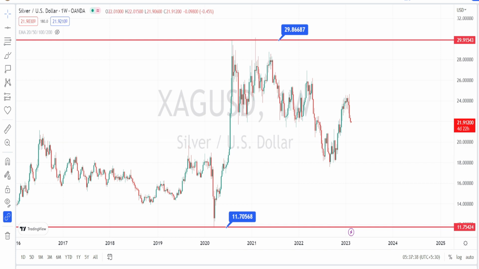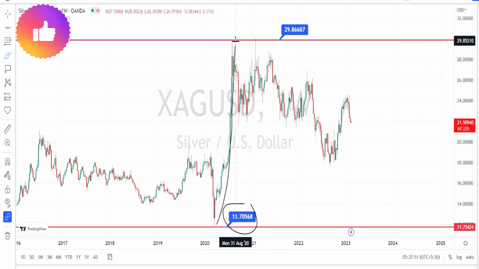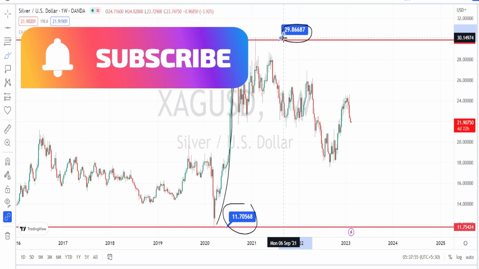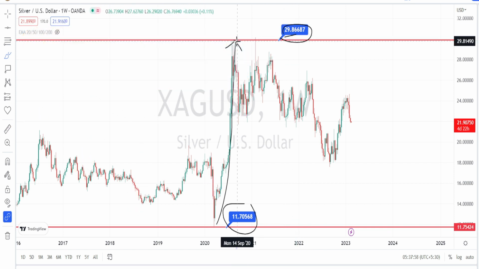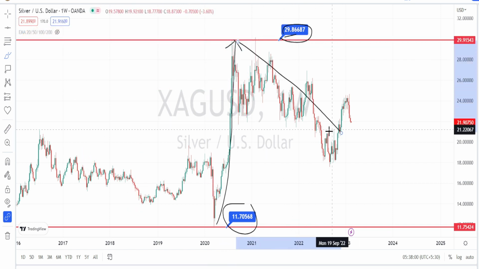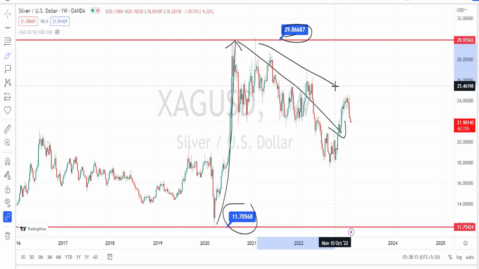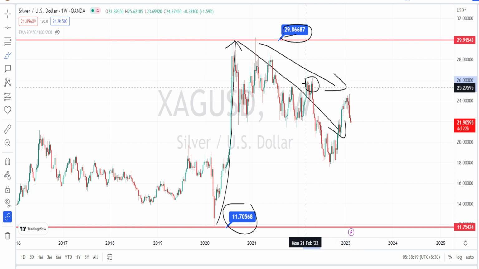So I am in weekly time frame now. When we look at the past price action in the weekly time frame, from the support level of 11.70, we have noticed a price action to continuously trend on the bullish side, and after testing the resistance level of 29.86, we have noticed a price action to retrace on the bearish side. So overall, the current trend of the price action in weekly time frame is a bearish trend because it has not broken the previous highs so far.